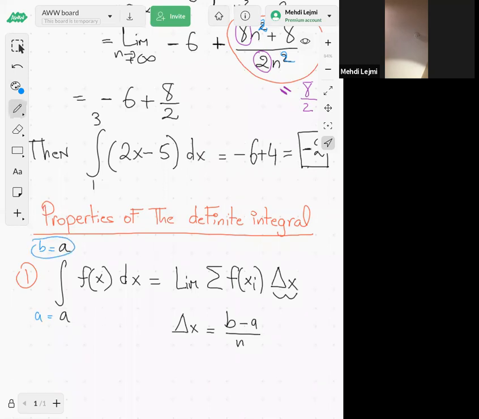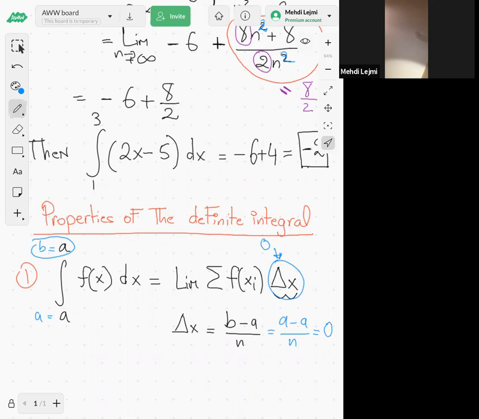You see here, your b would be a. So this is actually a minus a over n, right, because the b is a. And a minus a, of course, will be zero. So what I'm saying is that this delta x is going to be zero, because it goes from a to a.